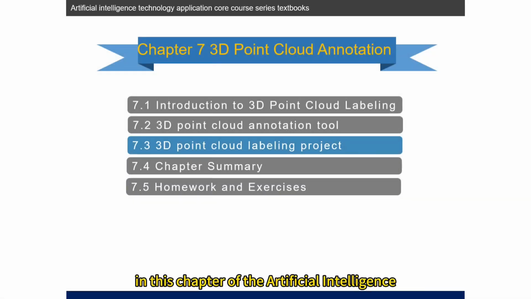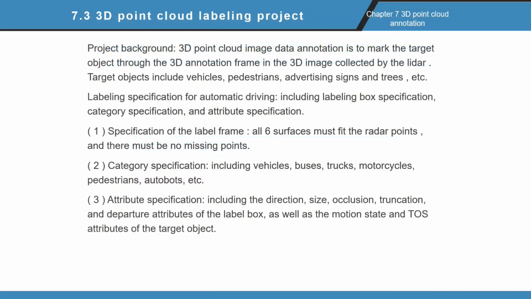In this chapter of the Artificial Intelligence Technology Application Core Course Series textbooks, we will focus on 3D point cloud annotation. We'll start with an introduction to 3D point cloud labeling, then look into the 3D point cloud annotation tool, followed by a 3D point cloud labeling project. After that, we'll have a chapter summary and finally, homework and exercises. Let's start with the project background.